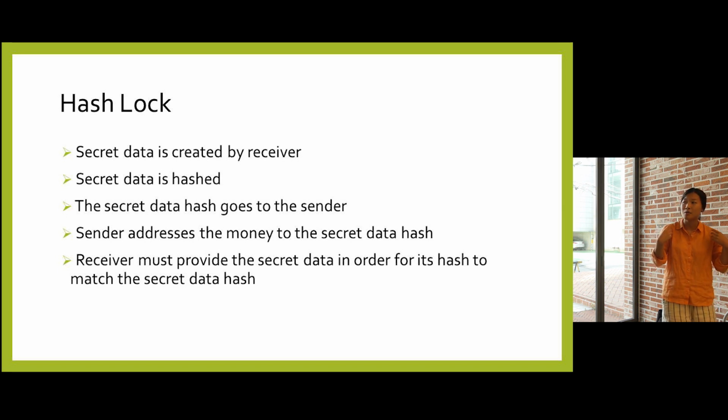So I send the money to whatever secret data has been hashed, and the receiver has to provide the original secret data in order to claim that money, because only the original secret data, when hashed, will give the same result as the secret data hash that I addressed the Bitcoin to. So that's it. Thank you.